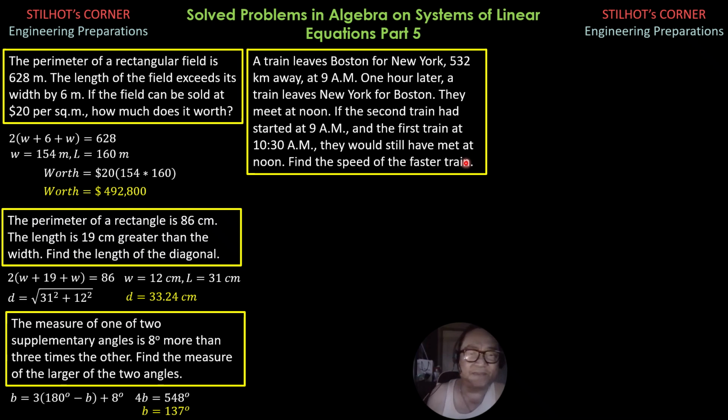So we expect that the faster train is the one coming from New York, because the travel time is less and they still meet at noon.